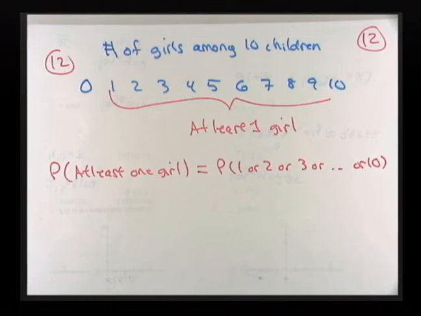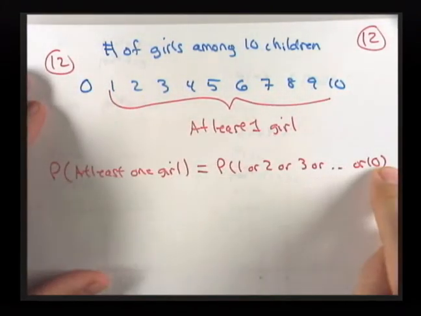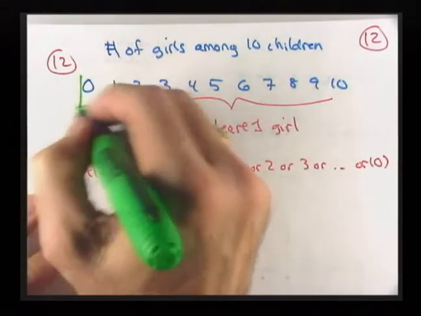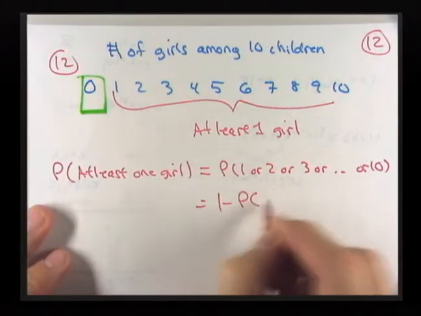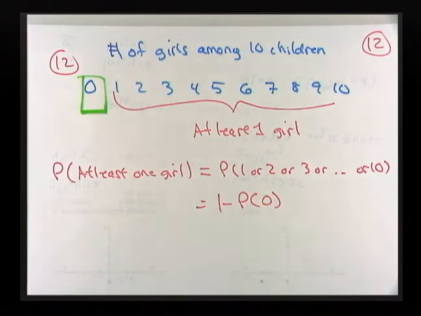Good. Thanks, Raj. We're going to use the complement. Instead of calculating this probability, which would be kind of a pain, we're going to focus on the complement. So, what's the complement of at least one? 0. So we can calculate this probability by calculating 1 minus the probability of 0. That is no girls.